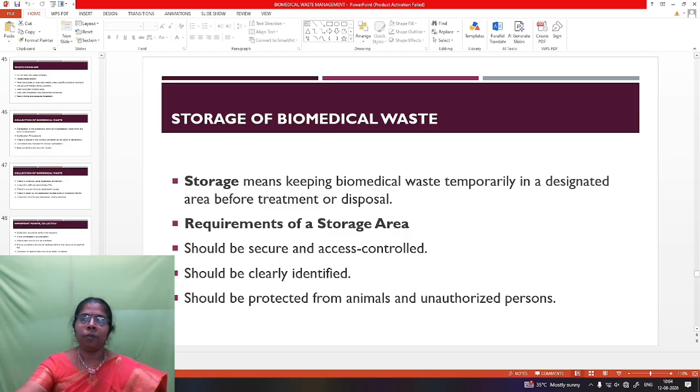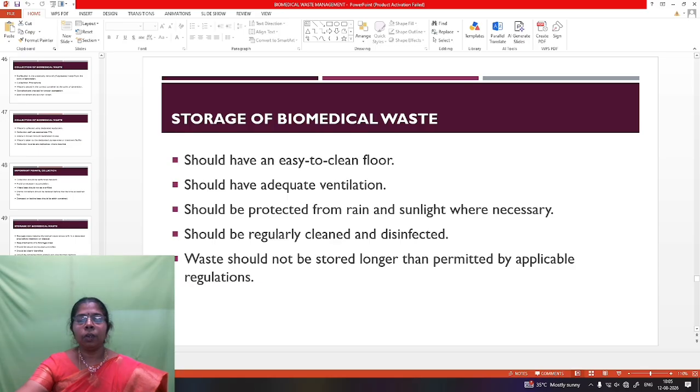If there are tons of waste, you have to store it in a particular place. Storage means keeping biomedical waste temporarily in a designated area before treatment or disposal. Before the treatment we have to keep the waste in a particular area. That is the storage. What are the requirements of the storage area? It should be secure and access controlled. It should be clearly identified. It should be protected from animals and unauthorized persons. It should have an easy to clean floor, adequate ventilation, and protection from rain and sunlight where necessary. It should be regularly cleaned and disinfected. Waste should not be stored longer than permitted by applicable regulations.